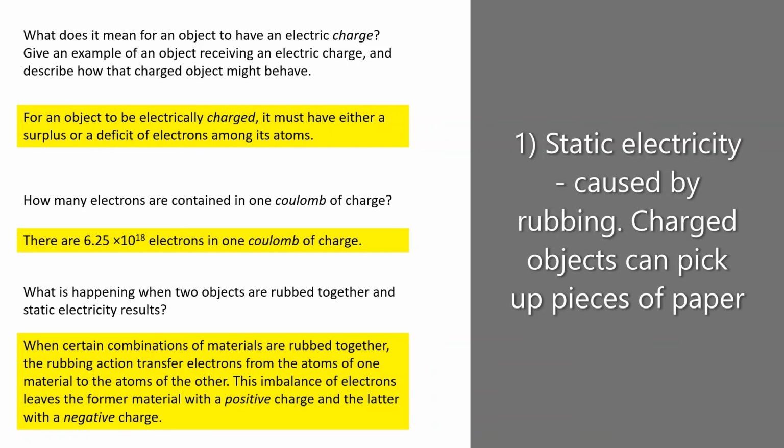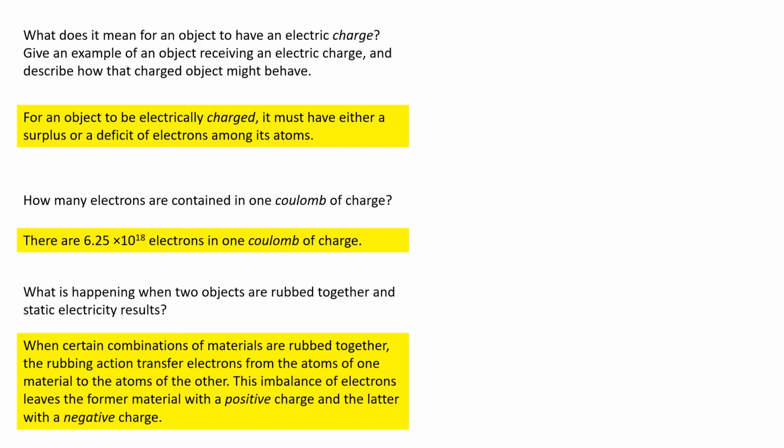Right, so the answer. For an object to be electrically charged, it must have either a surplus or a deficit of electrons among its atoms. How many electrons are contained in 1 coulomb of charge? There are 6.25 times 10 to the power of 18 electrons in 1 coulomb of charge. Now, you don't need to memorize this. You can just remember that it is in the range of 10 to the power of 18 electrons, or 10 to the 19, because the charge of one electron is 1.6 times 10 to the minus 19 coulombs. So you do 1 over that number.